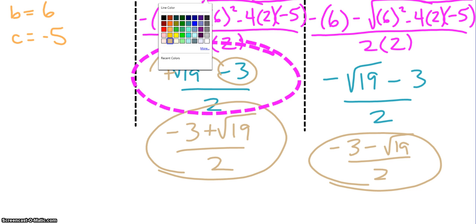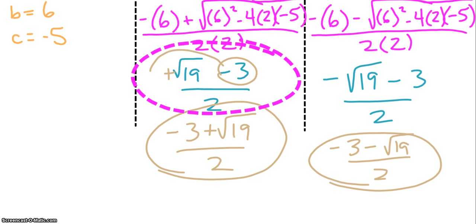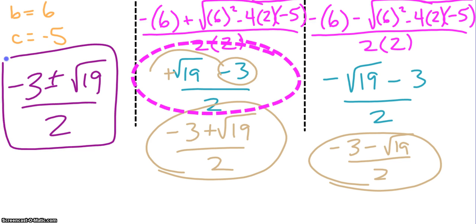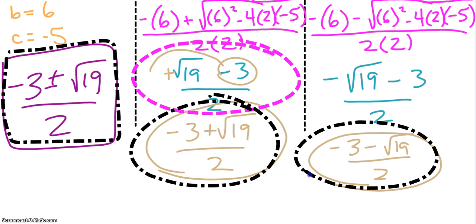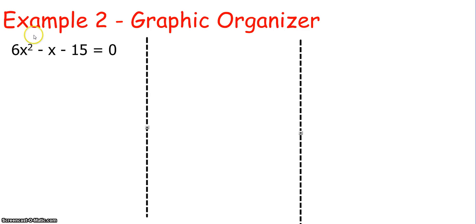You'll notice that these answers appear very much the same, only that one's plus and one's minus. In fact, we can actually write it as negative 3 plus or minus the square root of 19 over 2. And this right here could be our final answer. It may appear like this, separated, these two answers, but most often you'll see it appear with this plus or minus sign. Alright, so what I'd like for you to do is try example number 2 on your own.